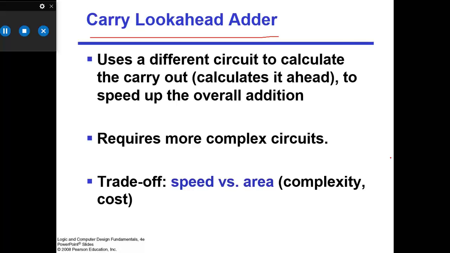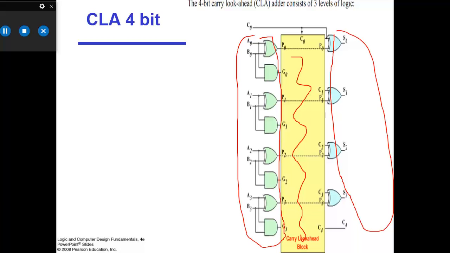So use a different circuit to calculate the carry out, which calculates it ahead to speed up the overall addition. This requires more complex circuits, and the trade-off is that you will require speed versus area to have this fastness in your design. So a carry lookahead adder basically computes the carry by using some common facts from the basic ripple carry adder, and it uses additional combinational logic, extensive circuits to make the carry chain faster. So more ICs for high speed. Some parts are the same.